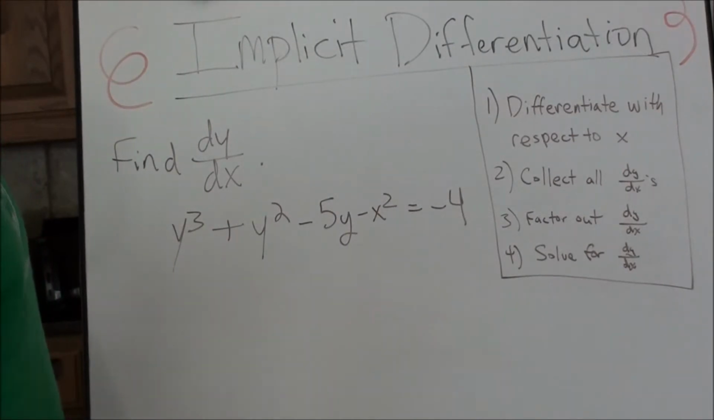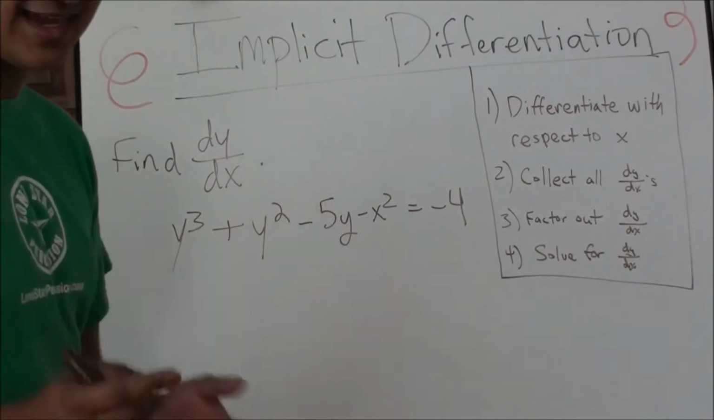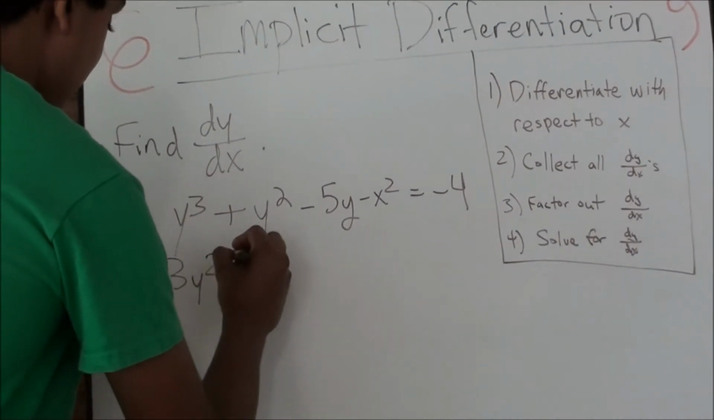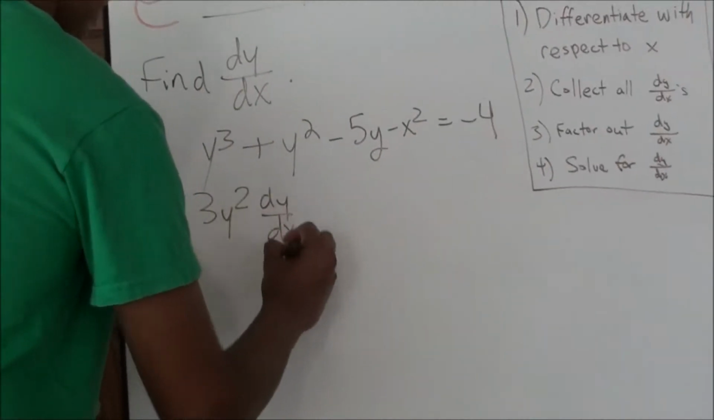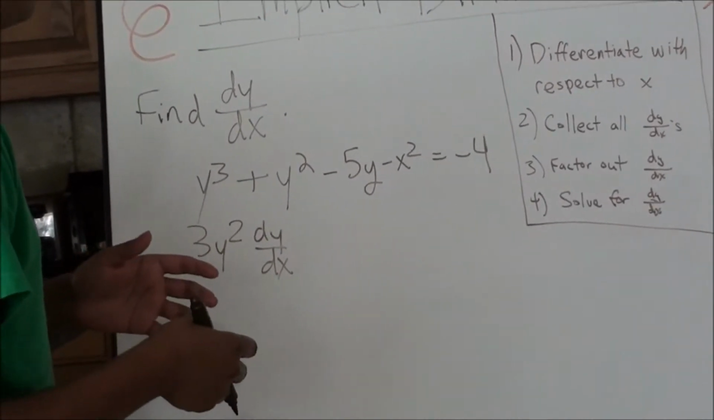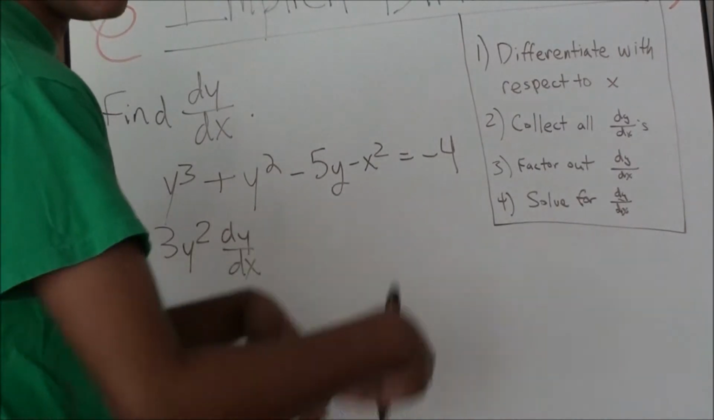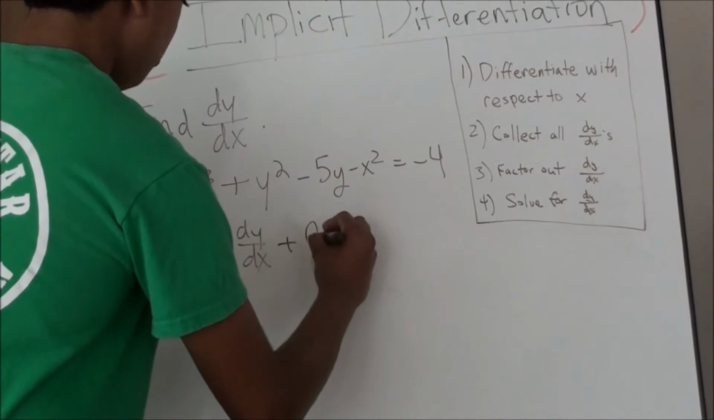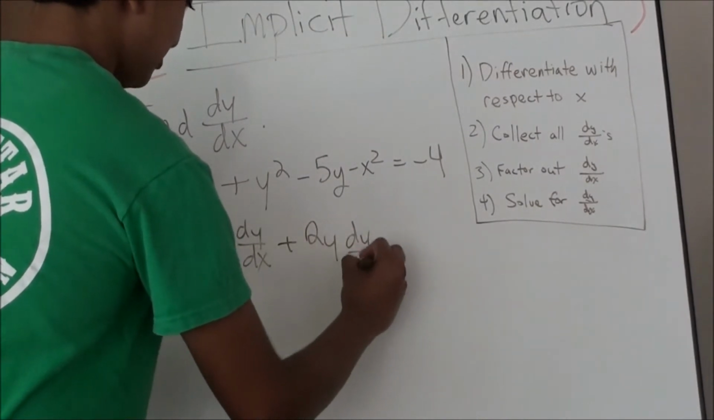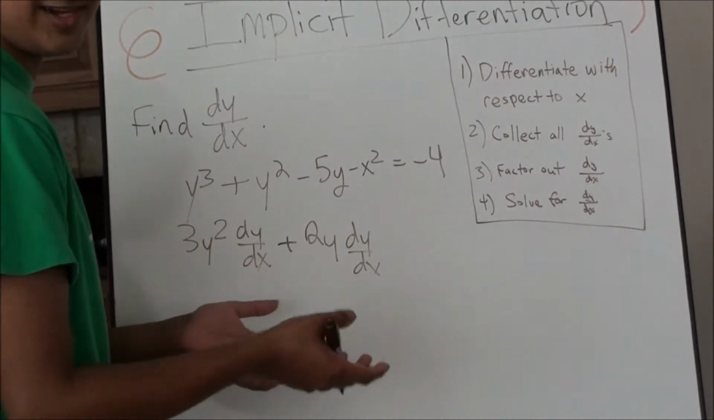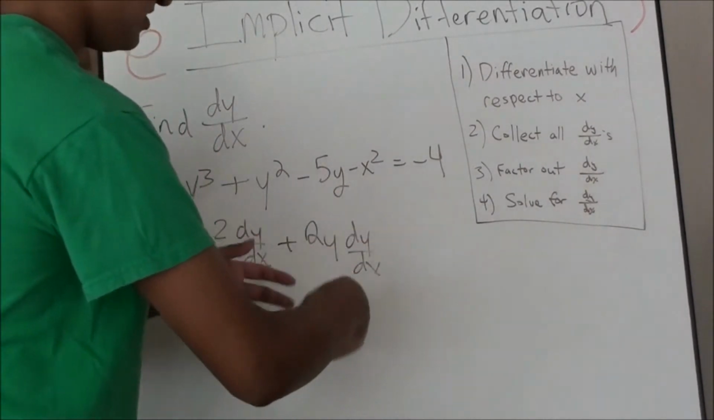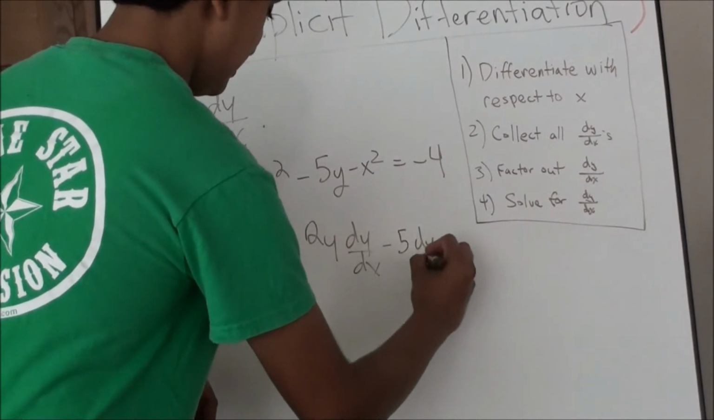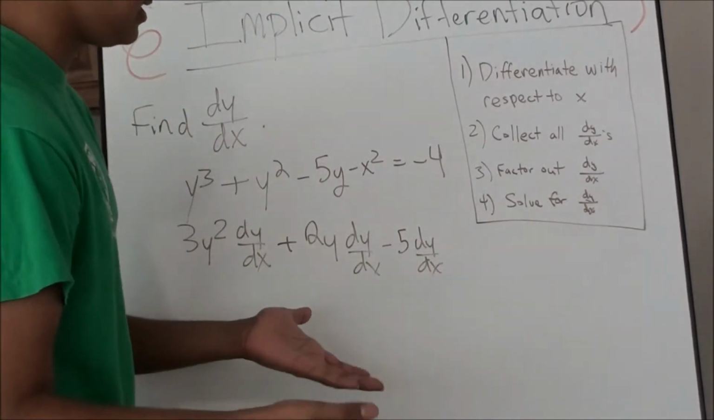So the first step is differentiate with respect to x. So we have 3y squared dy/dx, and I put the dy/dx there because once again we're differentiating with respect to x, and we'll keep going. The y squared turns into a 2y dy/dx once again because we're differentiating with respect to x, and then the minus 5y turns into minus 5 dy/dx because it's in respect to x again.